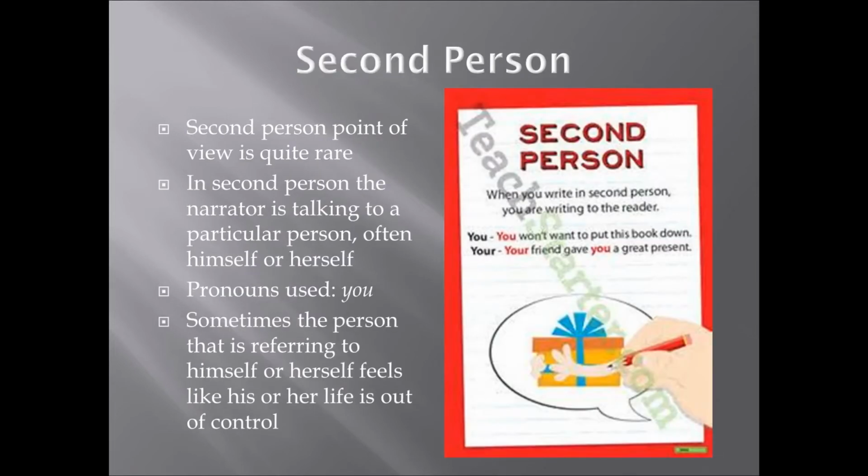Second person point of view is kind of rare, right? In second person, the narrator is talking to a particular person, often himself or herself, but not always, right? The pronoun used is you. Sometimes the person referring to himself or herself feels like his or her life is out of control, and that's why they're talking to themselves. But yeah, it's not often used, right?